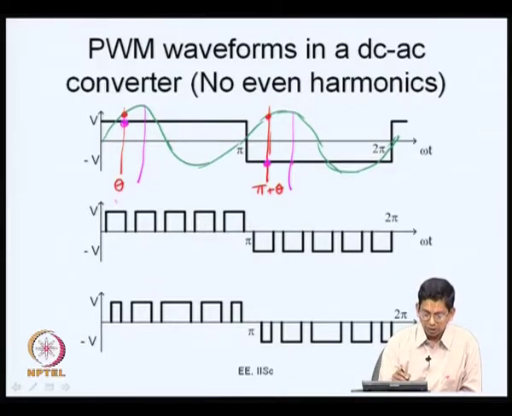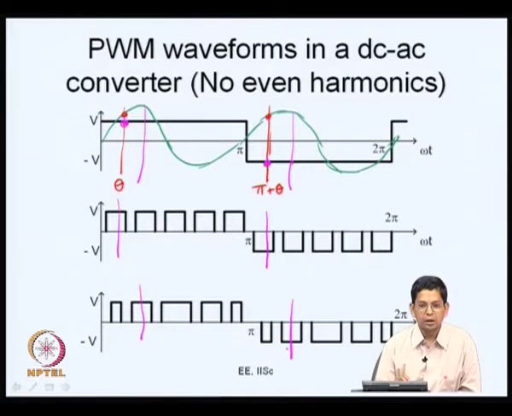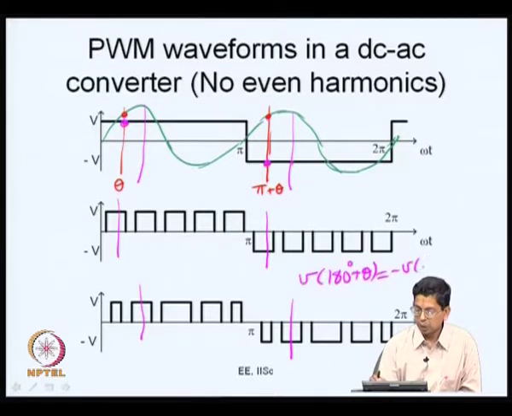You consider the same thing here also, you consider this angle and this at 180 plus theta. So, this waveform also has no even harmonic. You consider this waveform, you consider this angle and you consider this at about 180 degrees later. Whatever the waveform is at 180 plus theta, it is the negative of its value at theta. This is what we observe in all these, and whenever this condition is satisfied, there are no even harmonics.